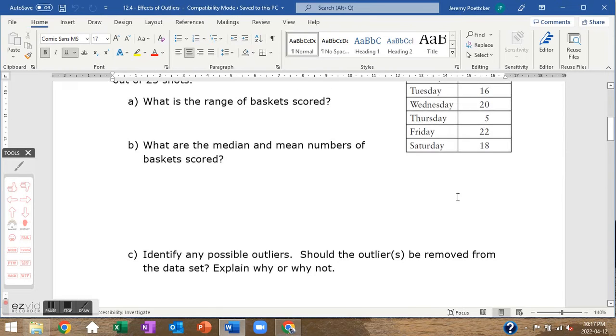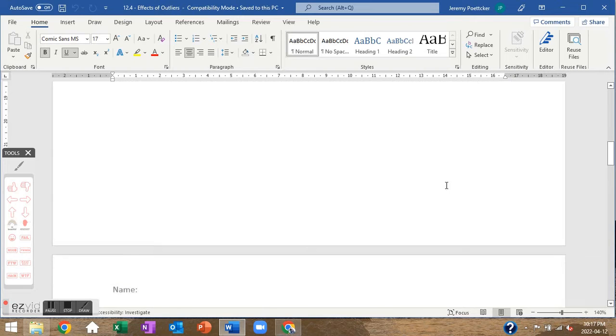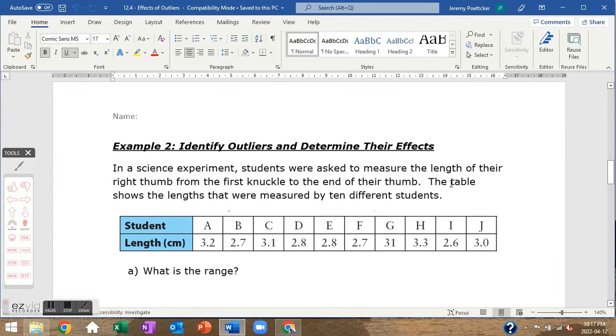In this case, I don't think we should remove it from the data set. All right. So, moving on to the next page here.